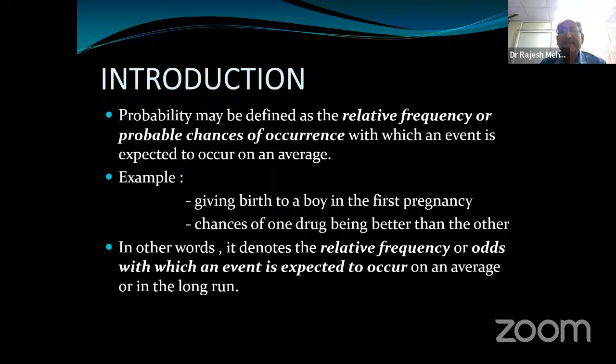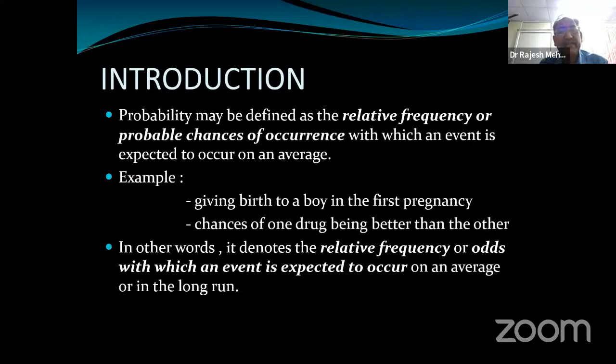So probability may be defined as the relative frequency or probable chances of occurrence with which an event is expected to occur on an average. When we say that the event might have occurred by chance, that is, what is the probability that it has occurred by chance, that is how we calculate the p-value. And when we use the word P in statistics, P is the probability of an event occurring by chance that we are finding out.